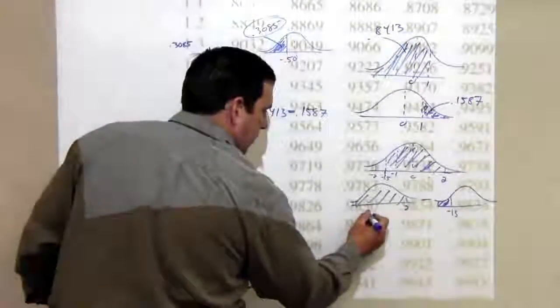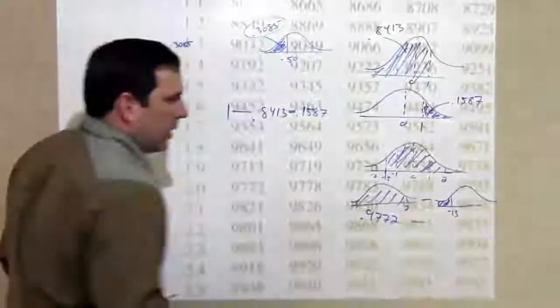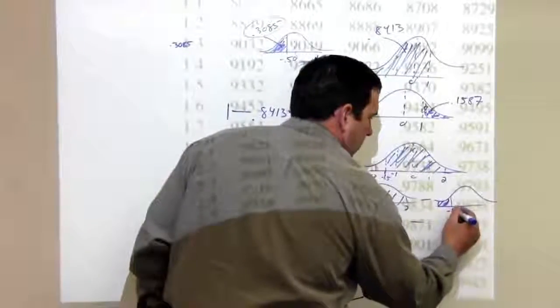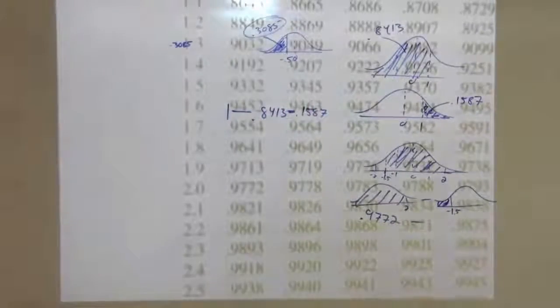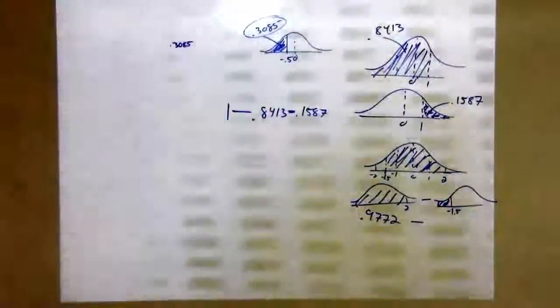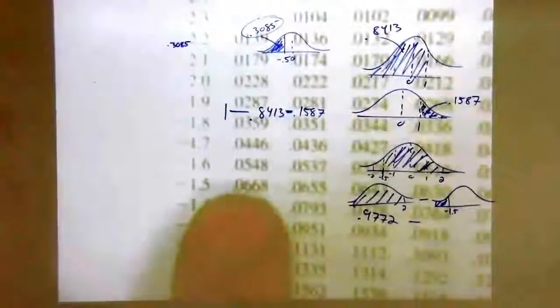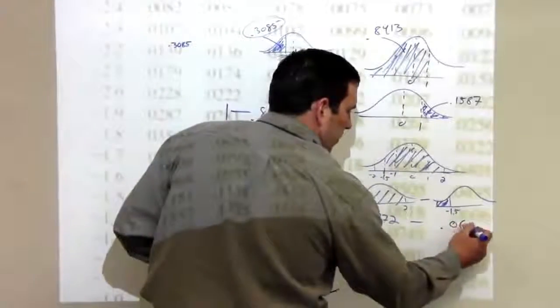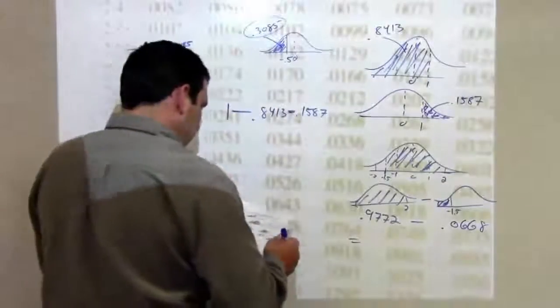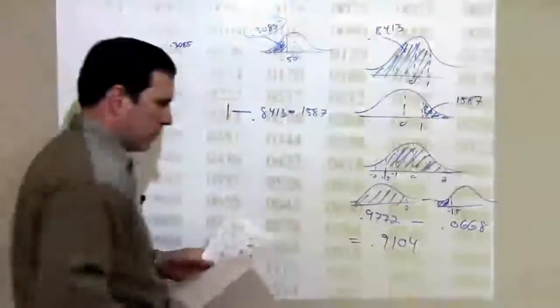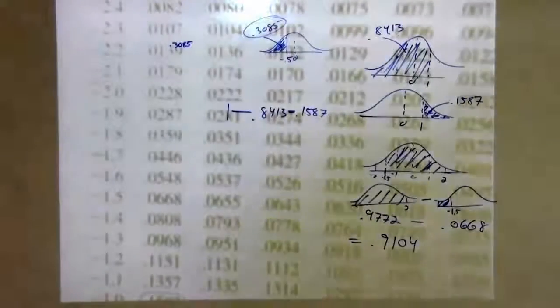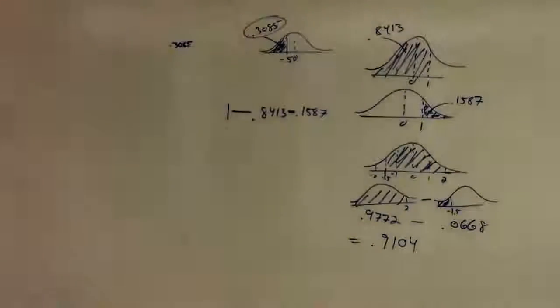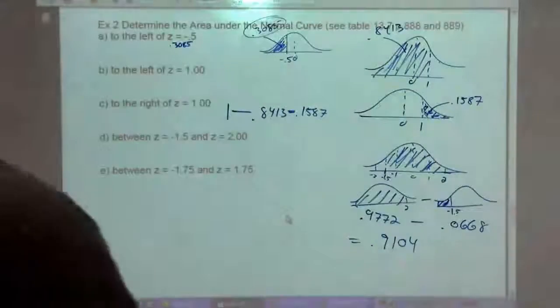Okay, so for 2, it's 0.9772. And for negative 1.5, it's 0.0668. So that difference is going to be 0.9104. So this answer is 0.9104.